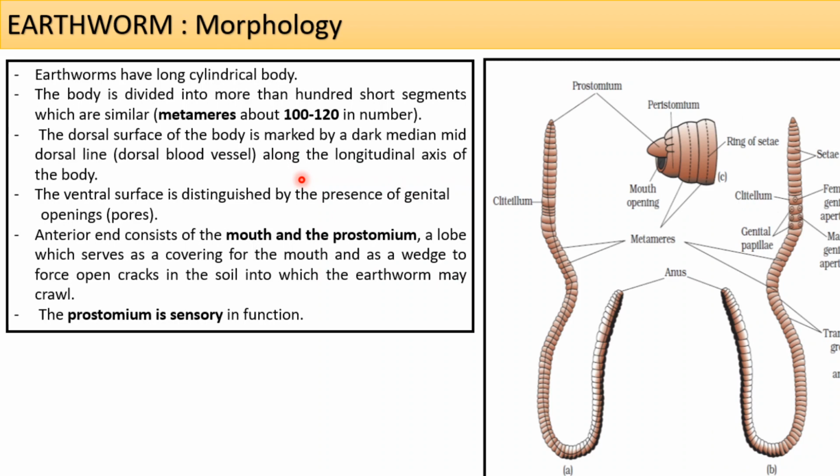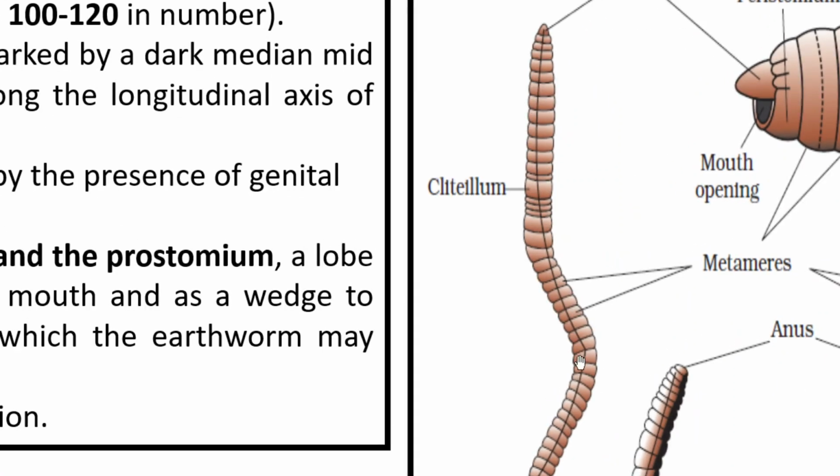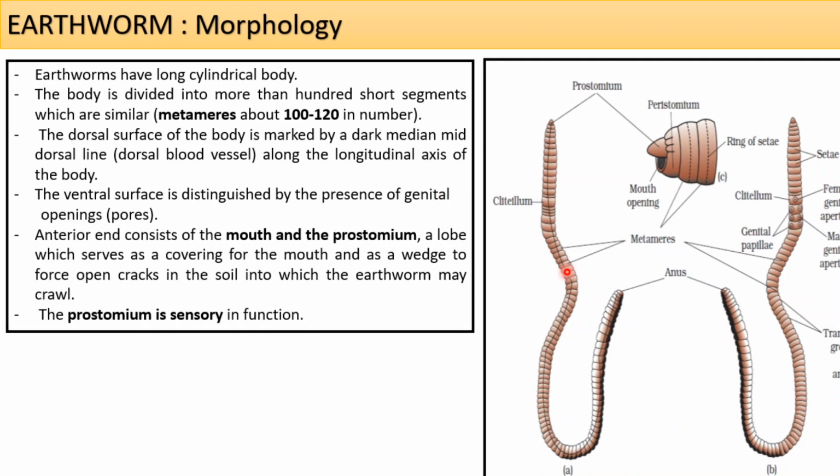Now, earthworms, as seen, have a long cylindrical body, metamerically segmented body, about 100 to 120 metameres. Dorsal surface of the body is marked by a dark median mid-dorsal line. Can you see the mid-dorsal line passing? That is basically the dorsal blood vessel which is passing just beneath the skin. So that is telling us that this is the dorsal surface.